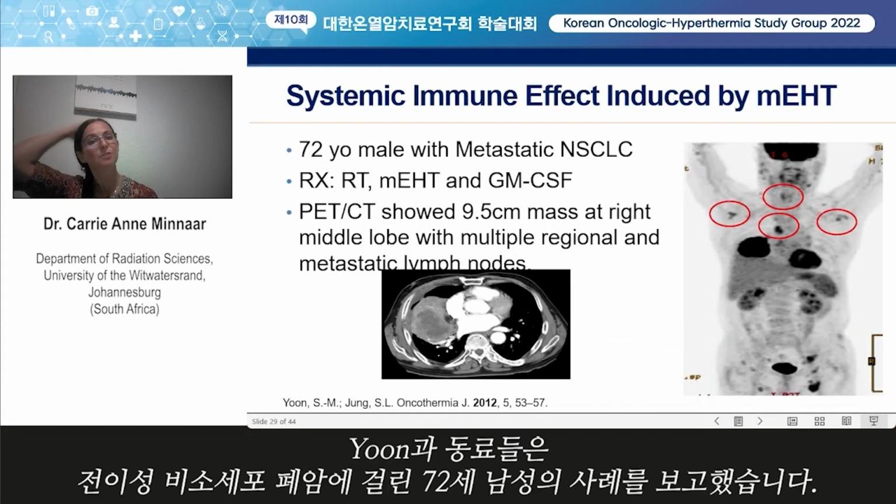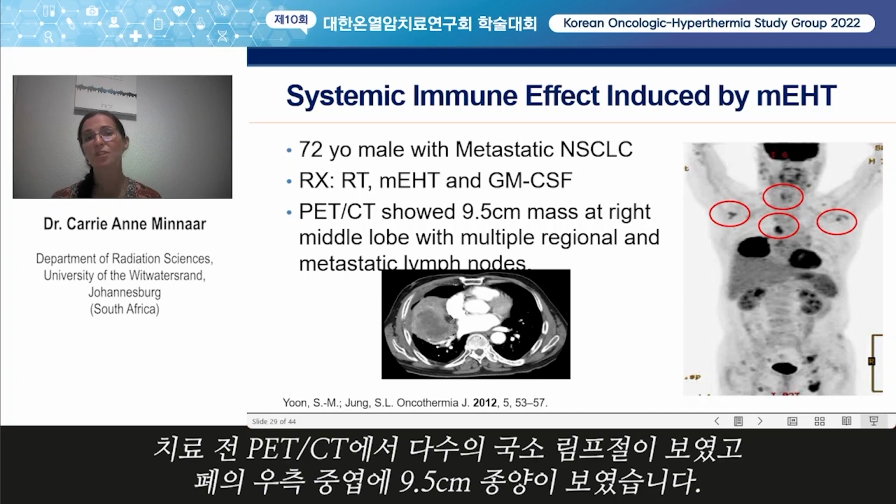Yoon and colleagues reported on a case of a 72-year-old male with metastatic non-small cell lung cancer. On the pre-treatment PET-CT, multiple regional lymph nodes were visible, as well as a 9.5 centimeter tumor in the right middle lobe of the lung.